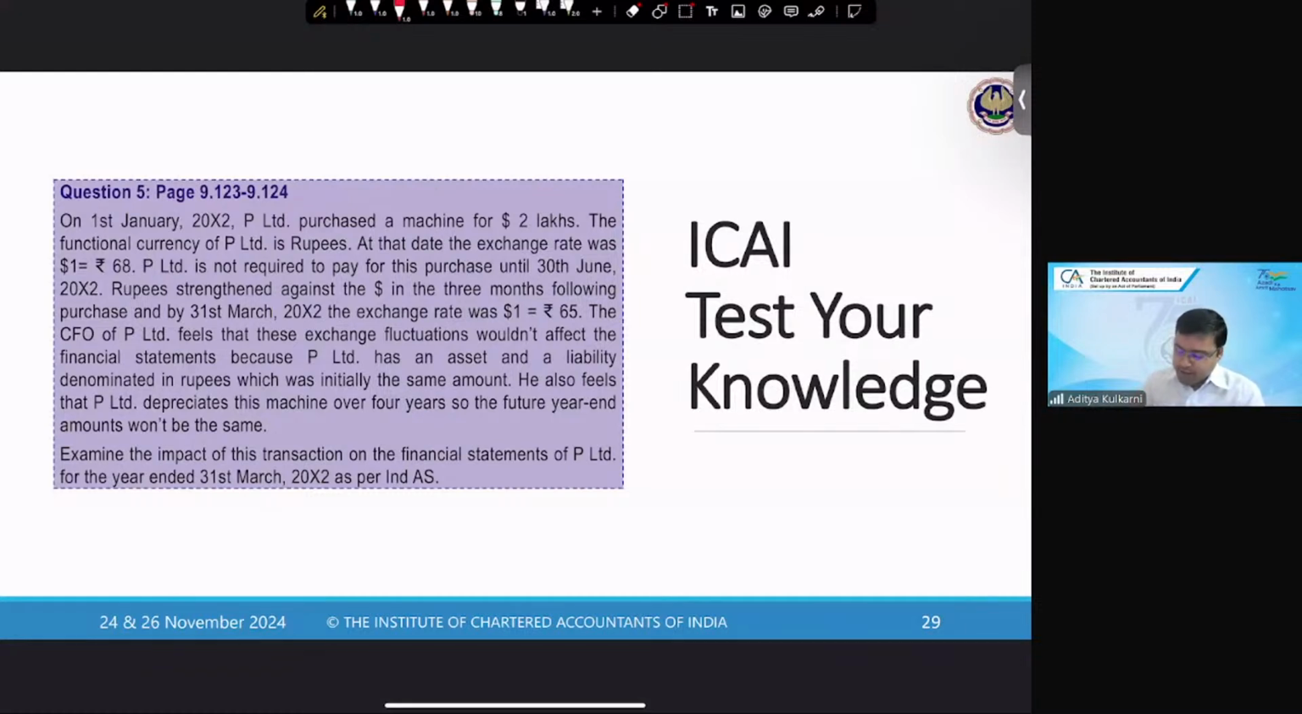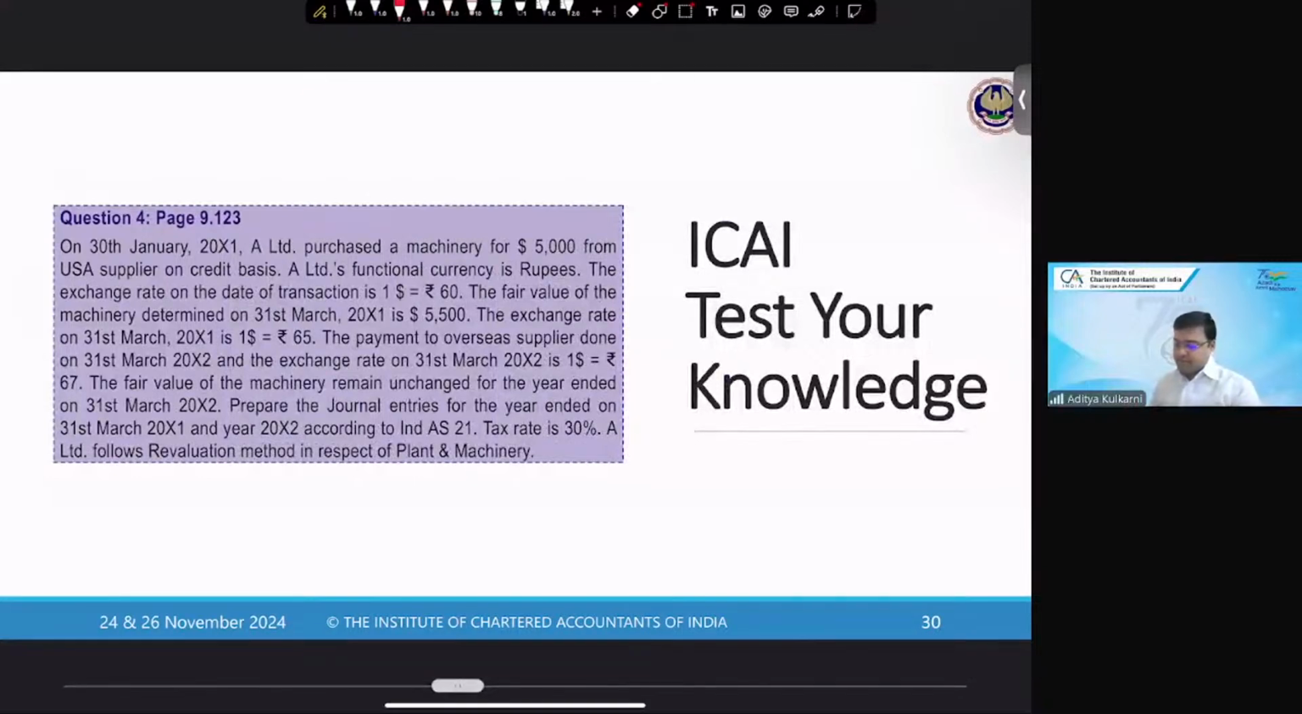I want you to do question 5 for homework. Same, machinery purchase for 2 lakhs, exchange rate was 68, rupees strengthened, and then by 31st March X2, it became 65. The CFO feels that these won't affect the financials because P has an asset and a liability in rupees. That P depreciates this machine, so the future year-end amounts won't be the same. So all this is simply they want to justify, they don't want to take the hit in the P&L. Okay, so you just have to explain and take. Examine the impact of this transaction for the year ended March X2. Very simple. What we have done, same thing it is.